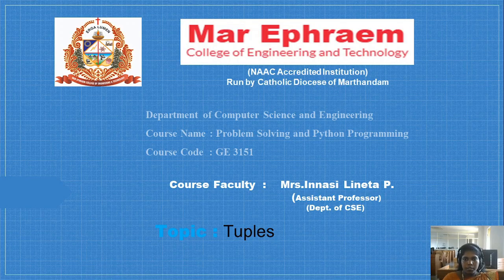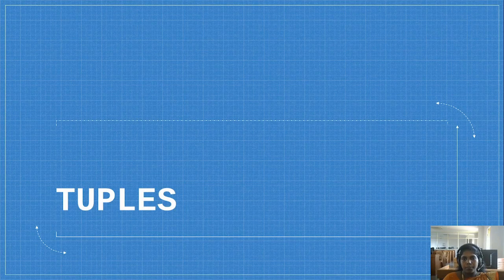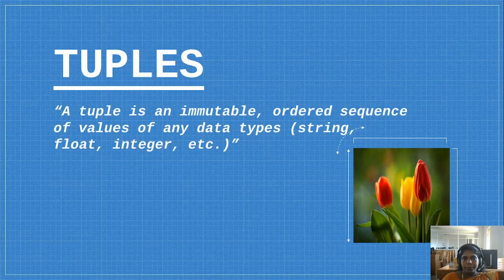Today we are going to discuss the topic tuples from the course Problem Solving and Python Programming, course code G3151. Tuples. Tuples is one among the Python sequence data types. What is that? By definition, a tuple is an immutable, ordered sequence of values of any data types.